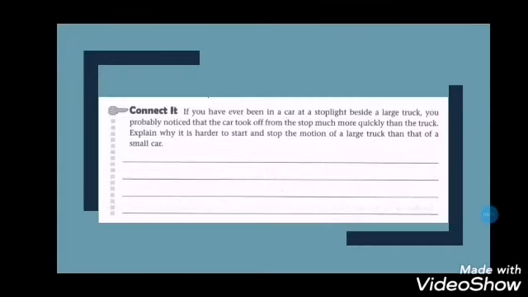If you have ever been in a car at a stoplight beside a large truck, you probably noticed that the car took off from the stop much more quickly than the truck. Explain why it is harder to start and stop the motion of a large truck than that of a small car. You can use your own words.